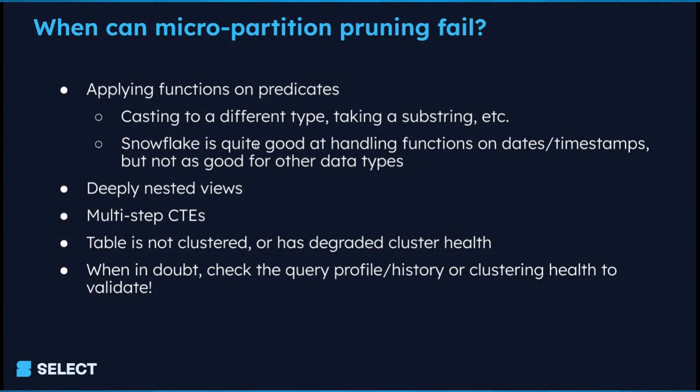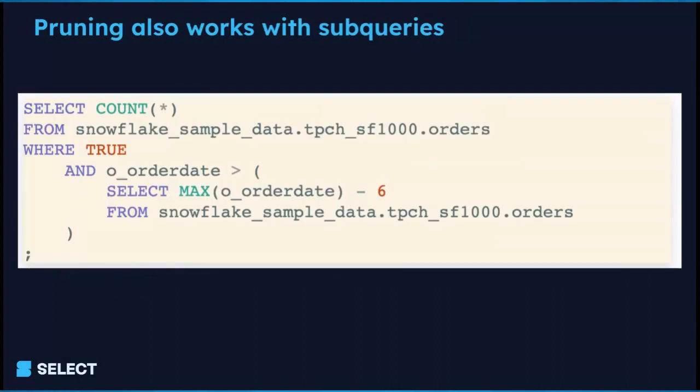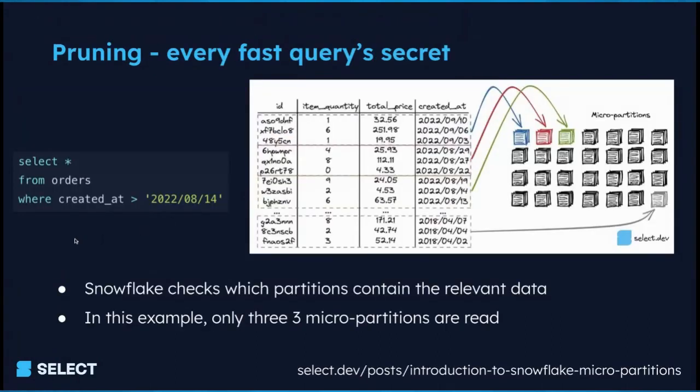So some examples where it can fail is if you apply a function on a predicate. Here we're doing pretty simple stuff, created at greater than this value. If I did some complex transformation on created at and then filtered on a constant, it may not be able to prune as well.